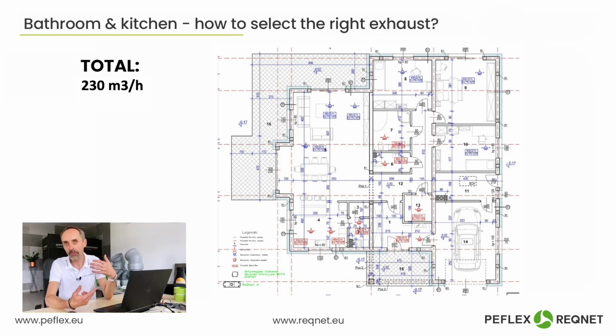A toilet or WC room requires 30 cubic meters. A windowless room needs 15 cubic meters. As I mentioned, such a room could be an entryway, a pantry, or a walk-in closet. So, taking into account the nature of these rooms in the building for this sample project, the minimum airflow we need to extract according to the Polish standard is 230 cubic meters of air.